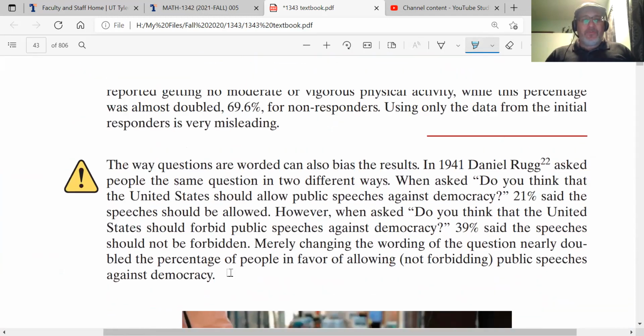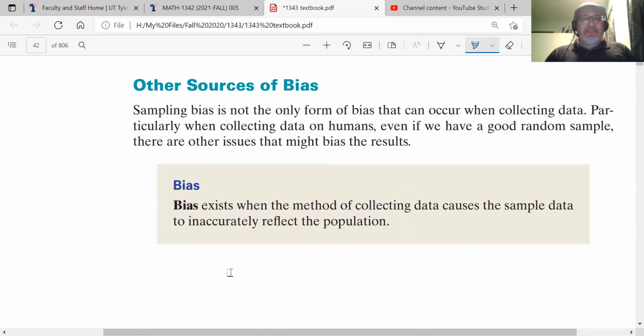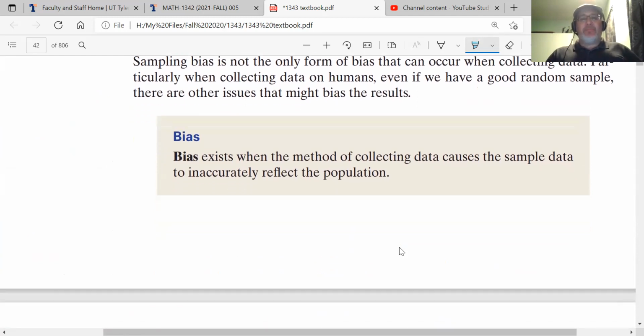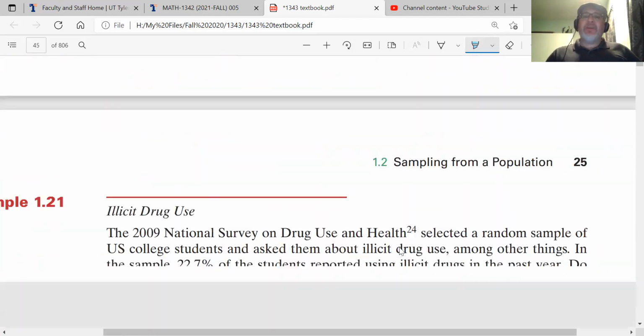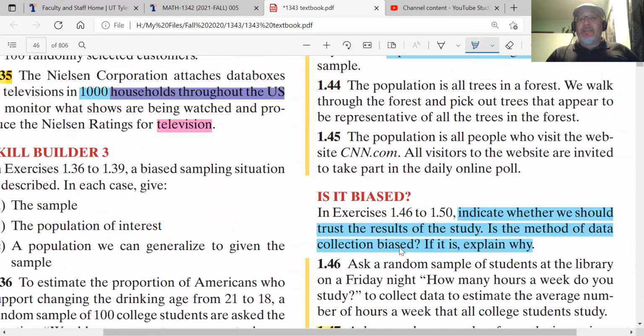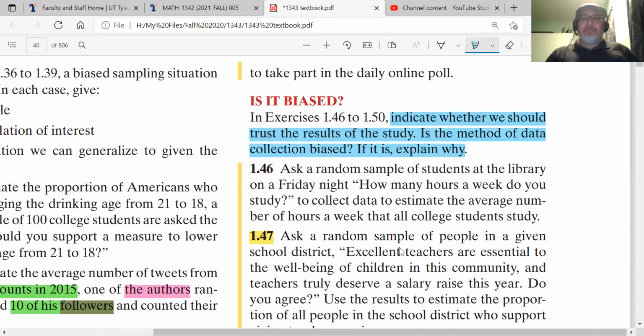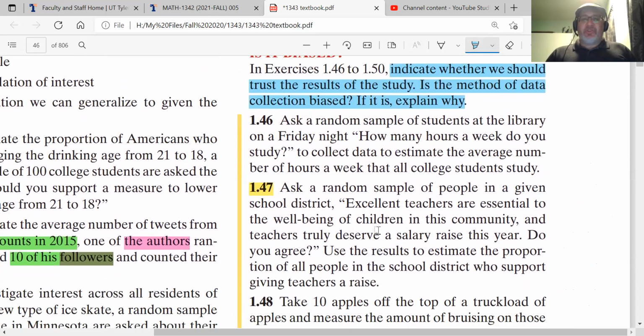We kind of intuitively know what it means, but bias, here it is. Here's the definition. Bias exists when the method of collecting data causes the sample data to inaccurately reflect the population, which sounds a lot like sampling bias, but it's basically saying when we chose our sample, we did something to not accurately represent the population that we're trying to infer about. All right, so should we trust the results of the study?